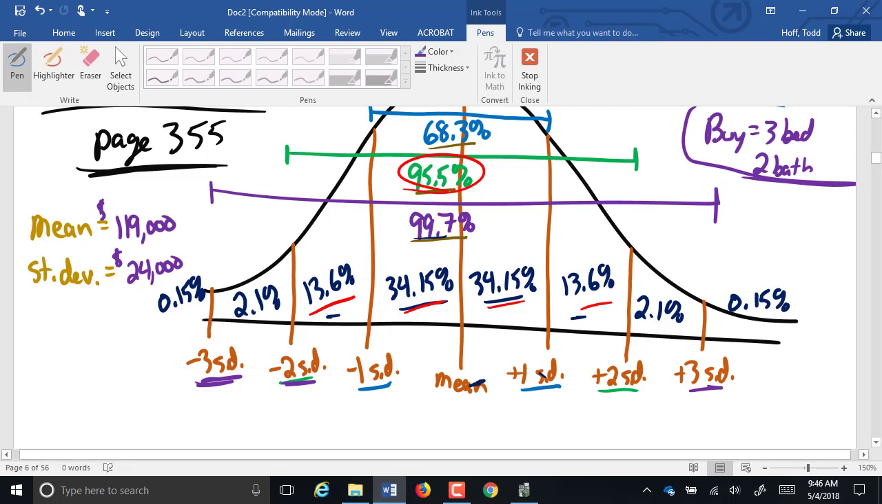So what that means is the center of this curve would be 119,000. I'm just going to write 119. What number would go here? 119 minus 24 would be 95. How about here? 71. Right? 95 minus 24 would be 71. And finally here, 47.